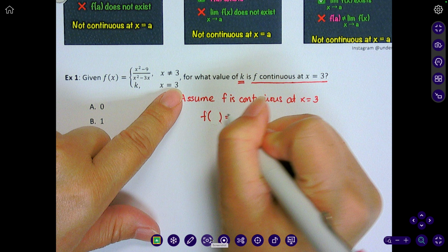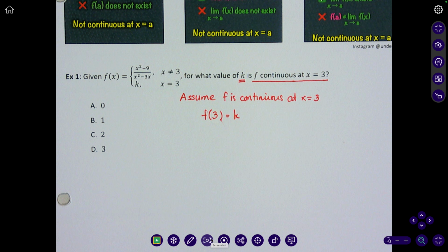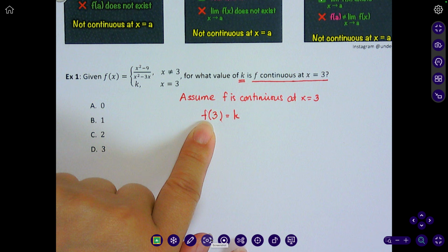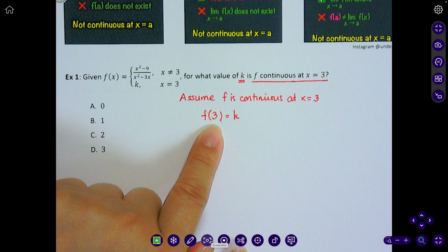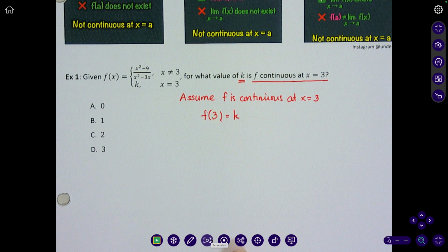F at 3, that's 3. Y is k. There you go. You got to write that. Because x is 3, I want to find the point at 3. So f of 3 is a number, and that number is k, since right now I don't know what k is. So that's the first check.